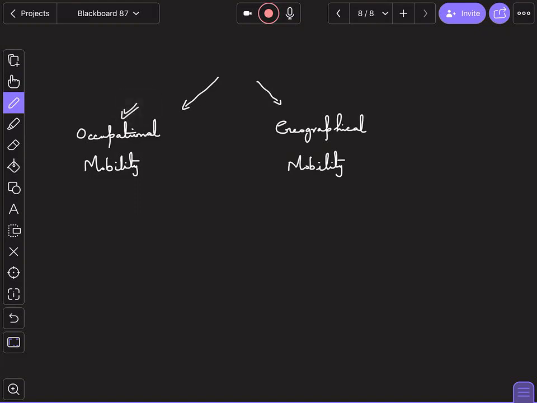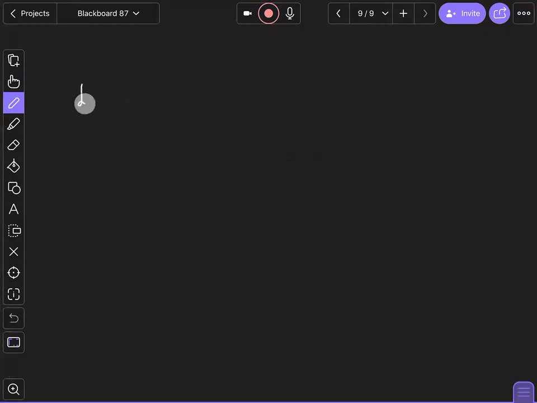So now let's talk about the mobility of the four factors of production that we have so far discussed: land, labor, capital, and enterprise. So let's talk about land. As far as geographical mobility is concerned, land is geographically immobile. You cannot move a coal field to, let's say, Saudi Arabia, or move the oil fields of Saudi Arabia to Pakistan.